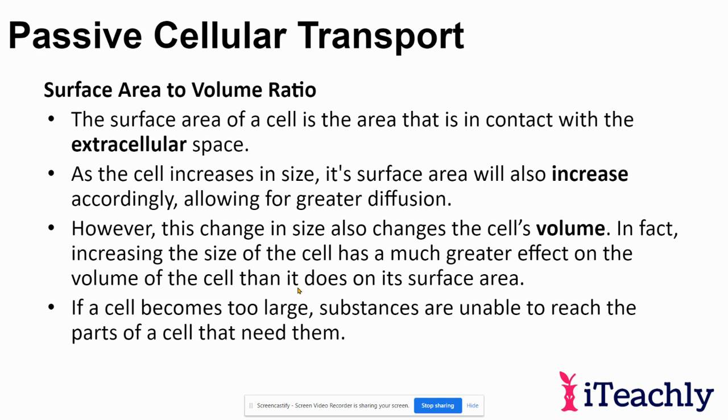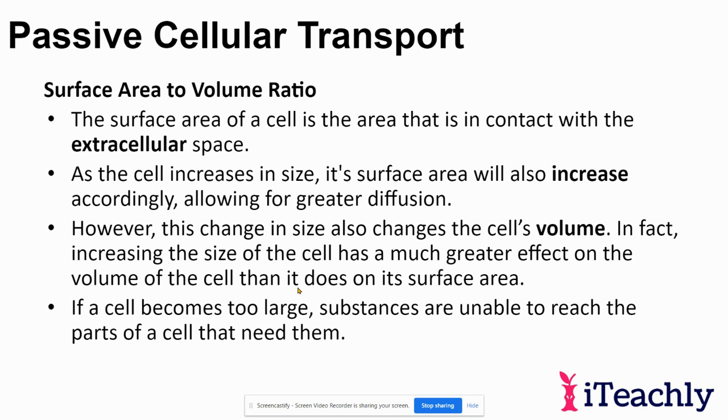So the surface area of a cell is the area that is in contact with the extracellular space, and generally you think of cells being kind of round or square. But a neuron is really long and skinny. As the cell increases its size, its surface area will increase accordingly, allowing for greater diffusion. However, this change in size also changes the cell volume. In fact, increasing the size of the cell has a much greater effect on the volume of the cell than it does on its surface area. So just making the cell bigger increases the surface area, but it doesn't increase the surface area to volume ratio.